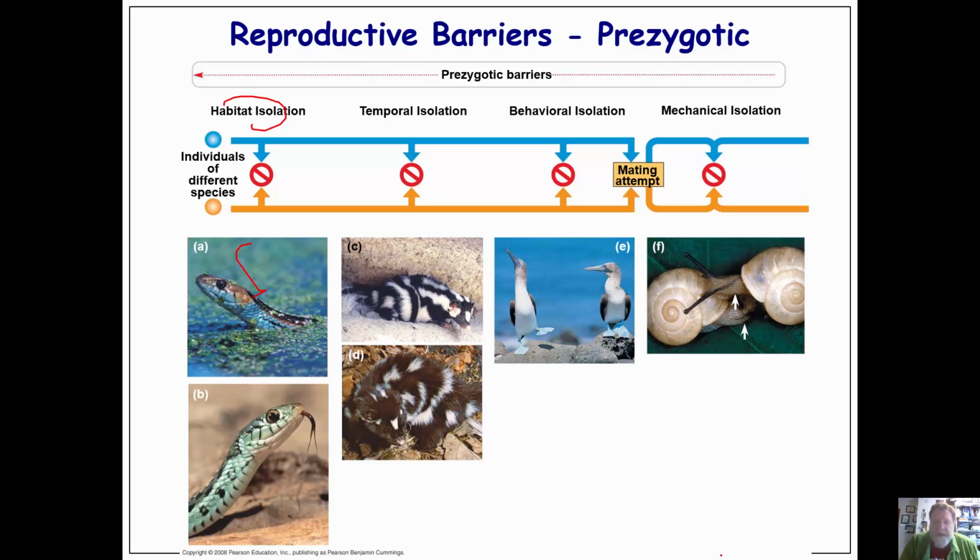Behavioral isolation, here in the blue-footed booby, is where we have a mating ritual or mating dance that has to occur in order for them to mate. And if you don't have the right mating ritual, you will not mate. Again, looking at mating attempts, we have mechanical isolation. If the male unit doesn't fit into the female unit, or if it's on the wrong side, then it's not going to happen.